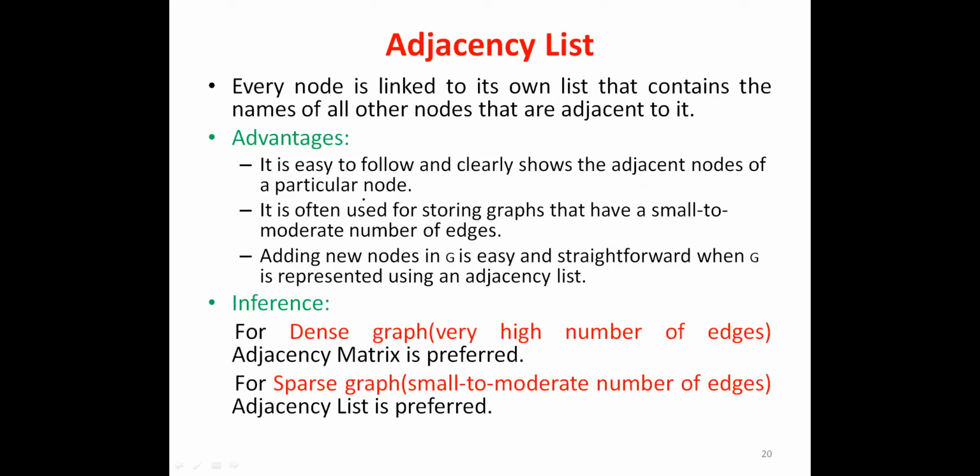Okay, we'll see adjacency list here. In an adjacency list, every node is linked to its own list that contains the names of all other nodes that are adjacent to it. So what is the advantage of adjacency list over adjacency matrix?